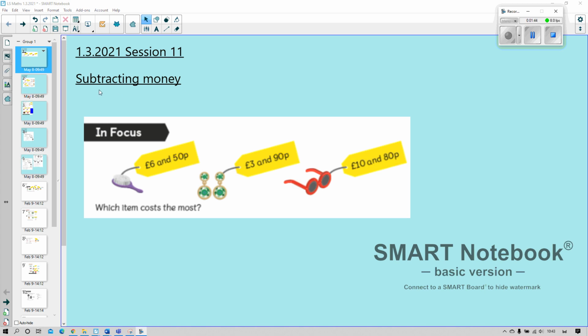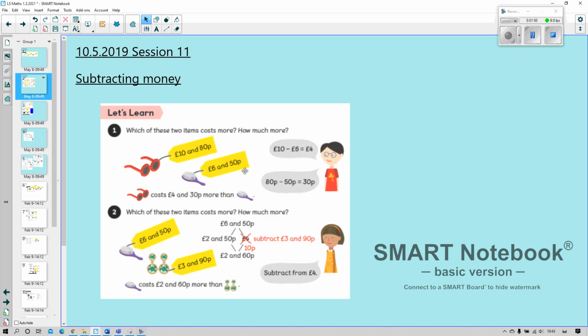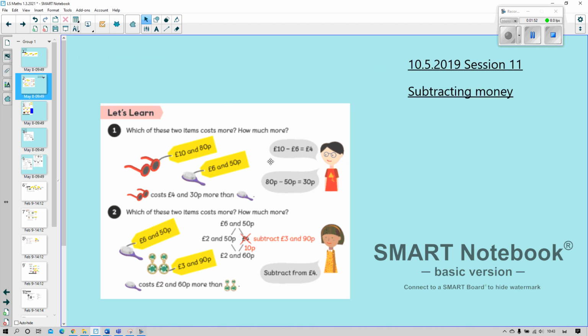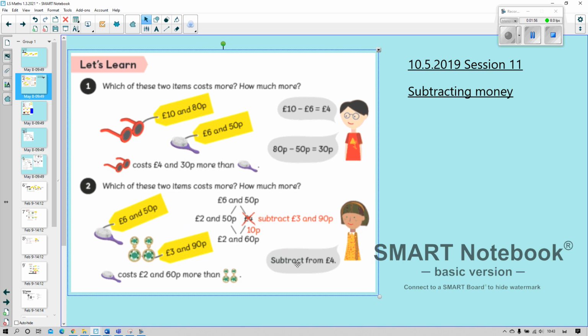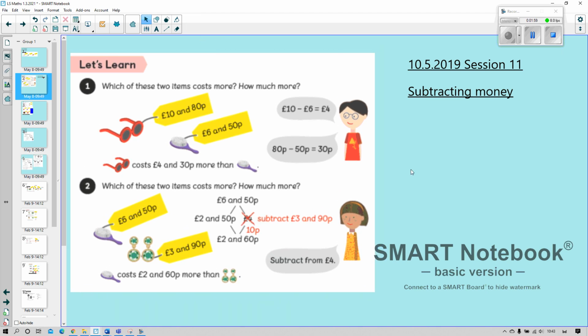Okay, welcome back. So hopefully you got on okay doing that. We'll talk about a couple of different strategies we can use here. The first one I'm going to talk about, it doesn't matter which order you did them in, is the sunglasses and the hairbrush. How much more money were the sunglasses? How much more were they? We know that they cost £10.80. We knew the hairbrush was £6.50, but how much more was it?